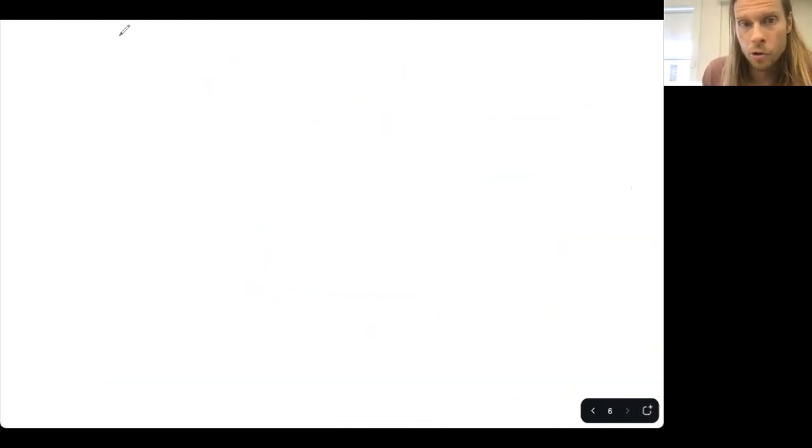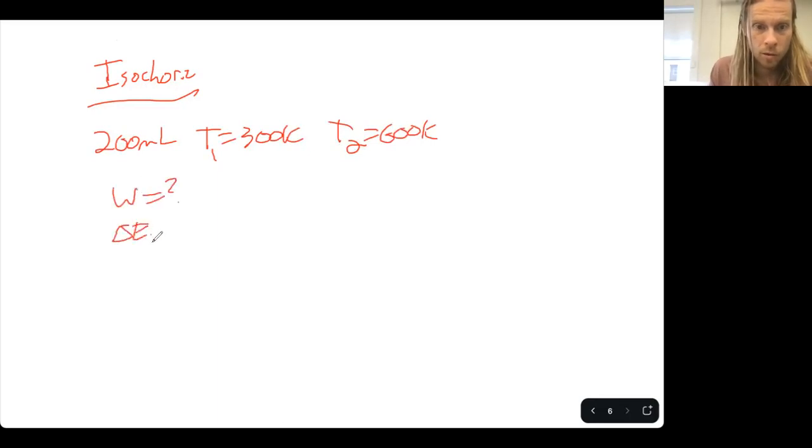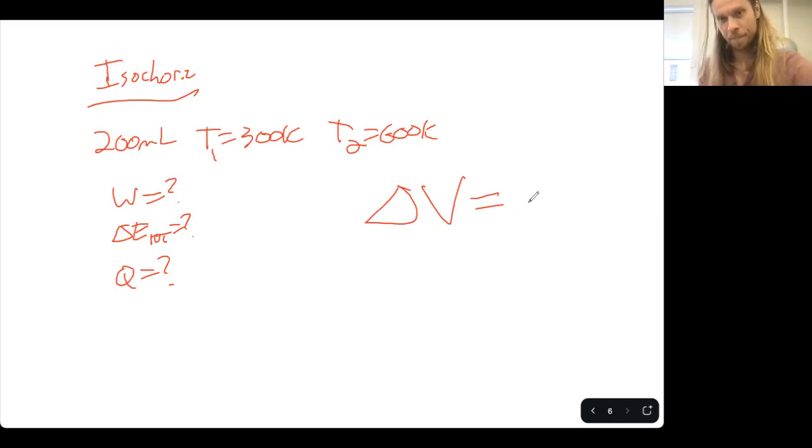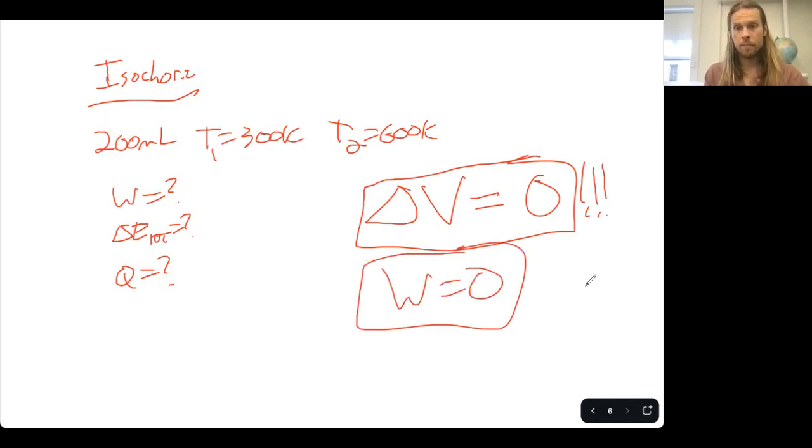Okay, two more. Isochoric, and I'll save adiabatic for another day. Isochoric: if I have 200 milliliters at T1 equals 300 Kelvin, and I increase it to 600 Kelvin, what is the work done? What is the delta E total? And what is the heat? For isochoric, what is the change in volume? 0. It's so easy. So that means the work done is 0 for all isochoric processes.